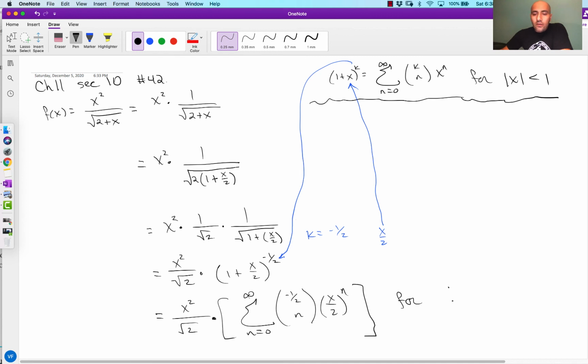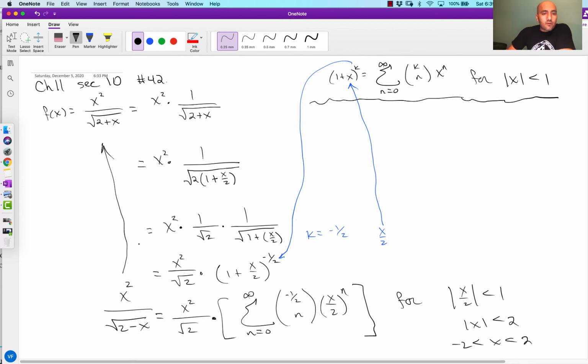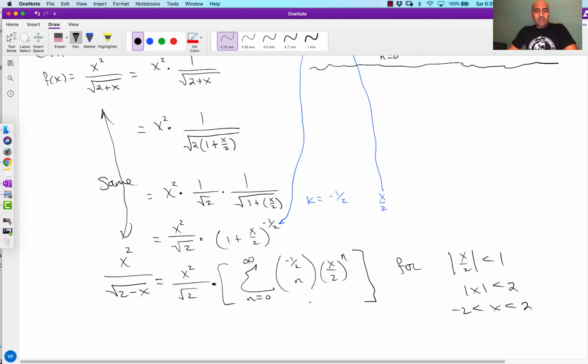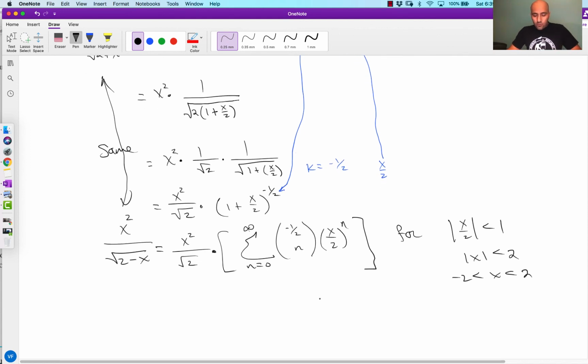This is valid for the absolute value of x over 2 being less than 1, which means that the absolute value of x must be less than 2, which means that x must be a value between negative 2 and positive 2. As long as x remains within that domain, then this will be true, right? We've stated that this, let's bring it all the way down, leave this alone. So this equals that, equals that, equals that, and it equals this. Okay, but we can do better than that. Let's expand this and simplify it and do what we can with it.